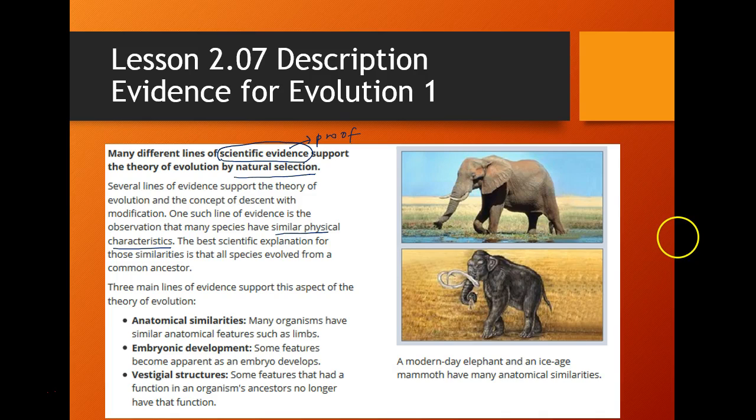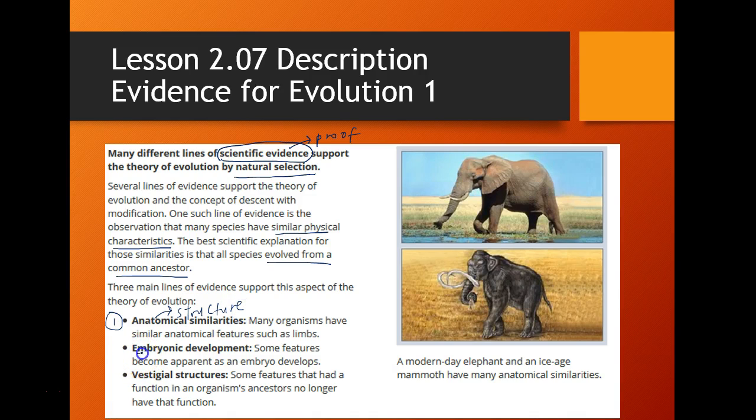We say that if two animals have similar physical characteristics, then that means that they possibly could have evolved from a common ancestor. Okay, so the three main lines of evidence support this aspect of the theory of evolution. Here are the three. The first one is anatomical similarities. So this would be similarities in their structure or anatomy.